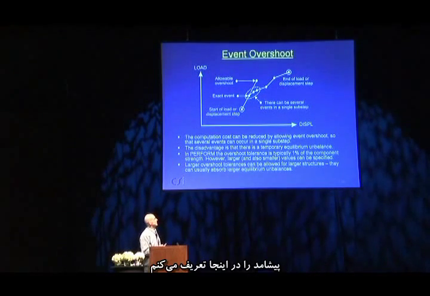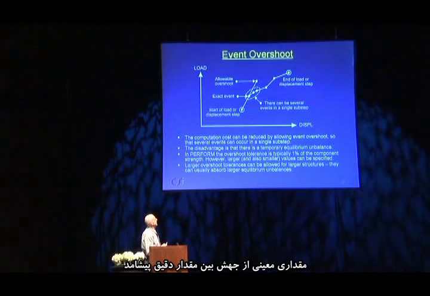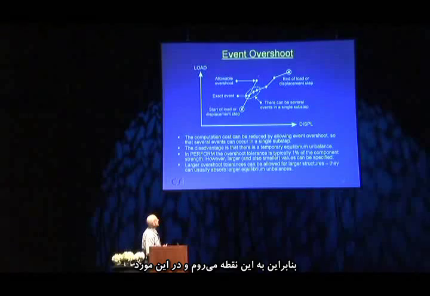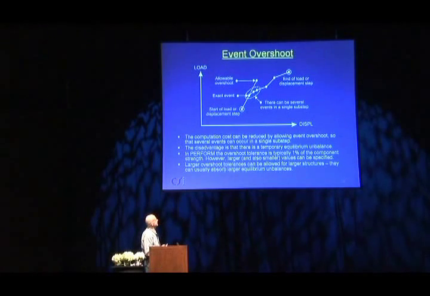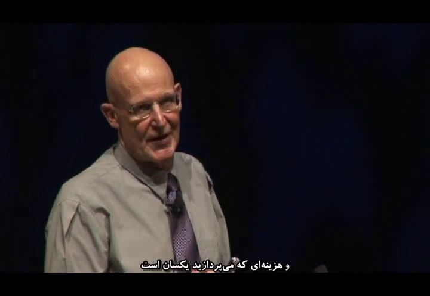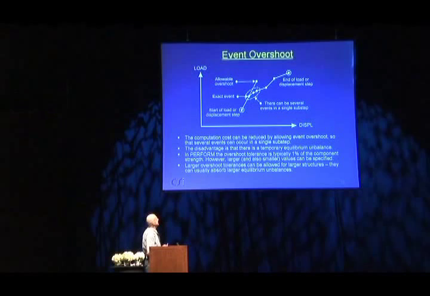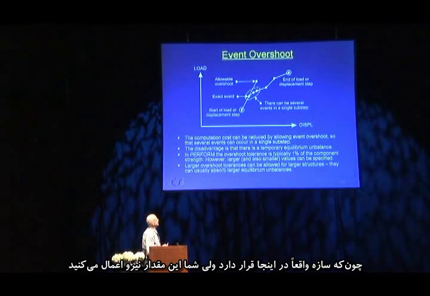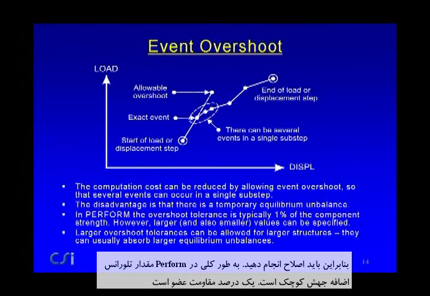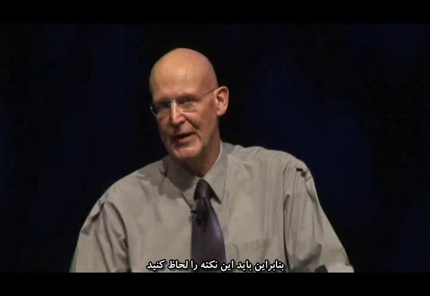But suppose you said, well, I'm going to define the event as being here, where I allow a certain amount of overshoot between the exact event and what I'm going to call the event. So I'm going to go to this point, and this will pick up, in this case, 3 events. Right? So a single event which encompasses 3 rather than 3 separate events. So you've saved some time. The price you've paid for this is you have an equilibrium error because the structure is really here, but you've applied this much load, so you have to apply a correction. Typically in Perform, the overshoot tolerance is small, 1% of the component strength, and so you hardly see it.